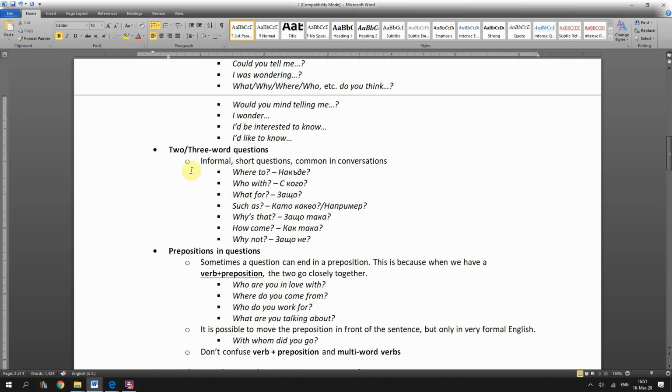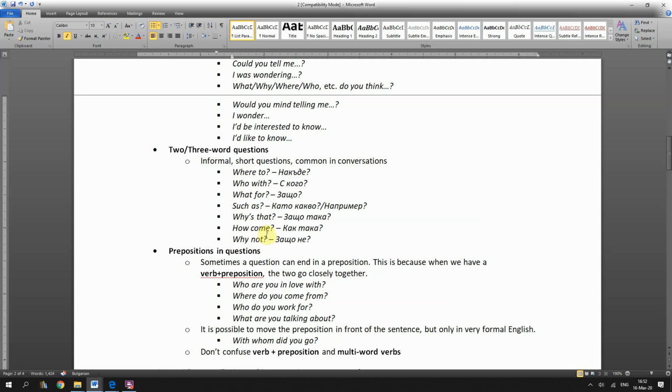So, these are some examples. Let's say I'm going out and my parents stop me at the door and they ask me, where to? На къде? Who with? С кого? What for? Защо? Such as, например, why is that? Защо така? How come? Как така? Why not? Защо не?